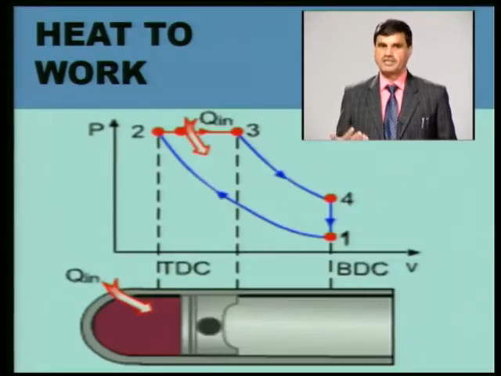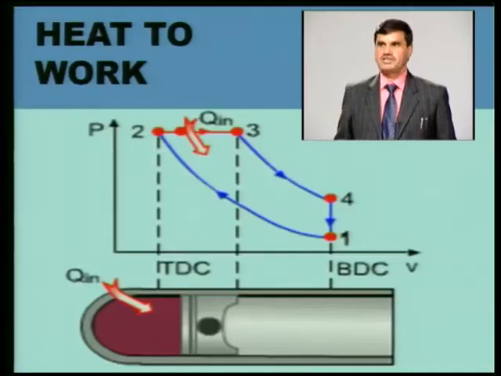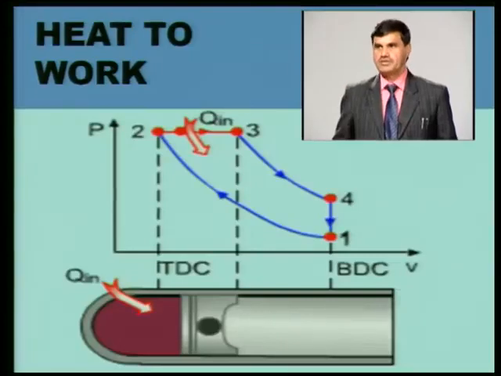Even in the Carnot cycle, some of the heat has to be rejected for the completion of the cycle. In the same fashion, in the diesel cycle also, this 4 to 1 process is responsible for decreasing the efficiency. Even the 2 to 3 process is also responsible for decreasing the efficiency. For the 1 to 2 process, to complete the cycle, the piston moves from BDC to TDC. This is the compression process, again assumed to be a reversible process.